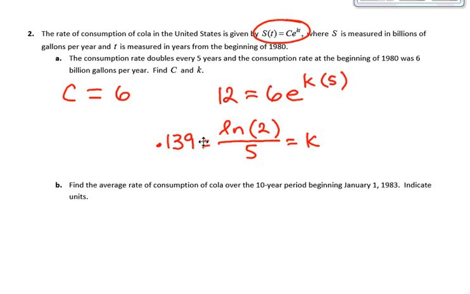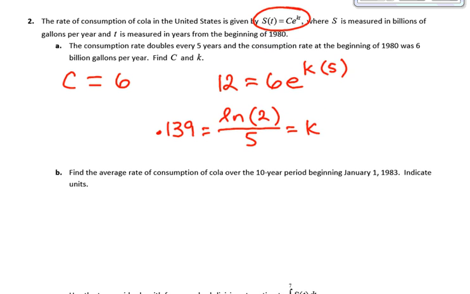All right, so let's look at part B. It says, find the average rate of consumption of cola over the 10-year period beginning January 1st, 1983, indicate units. All right, so go back to what we were given. We were given the formula for the rate of consumption of cola. And now we're finding the average rate of consumption of cola. So we're finding the average of S of T. That, in other words, is the average value of S of T.